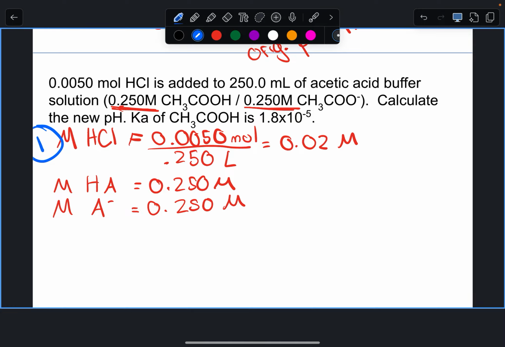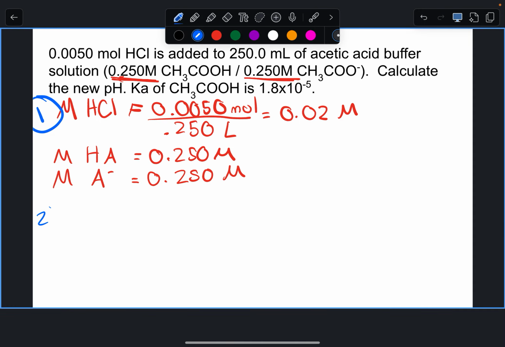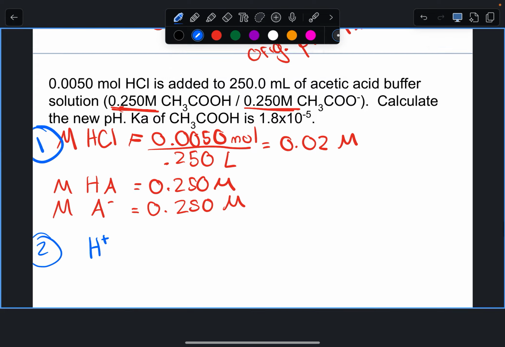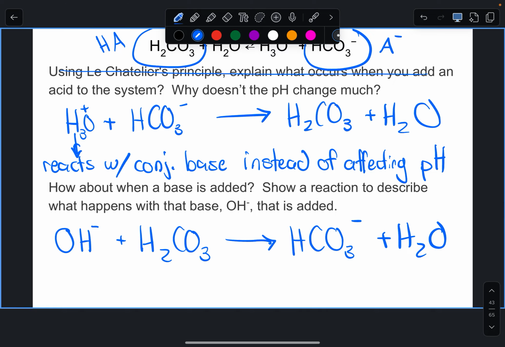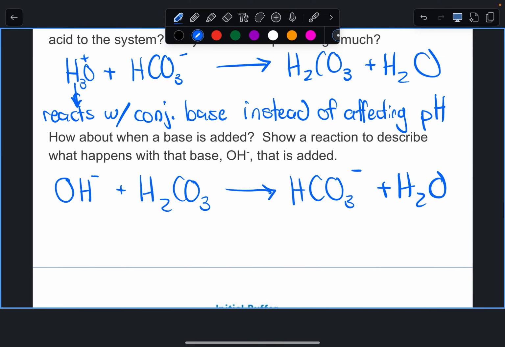Step 2 is going to be what I call the consumption step. We're going to take whatever we added, acid or base, and write it in its simplified form, either H plus or OH minus. And then that's going to react with either the acid or the base, whichever is opposite it, right? So this is just like we did in this equation here. When we had the acid, we reacted it with the conjugate base. When we had the base, we reacted it with the original weak acid.